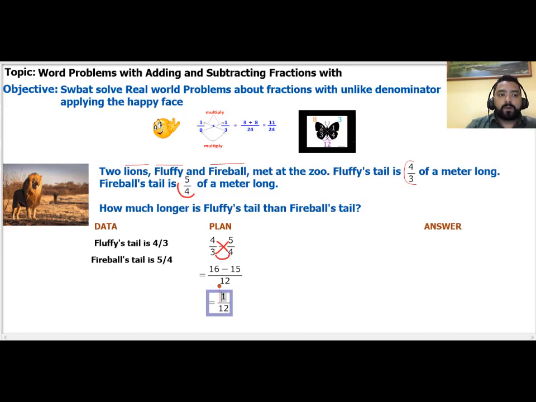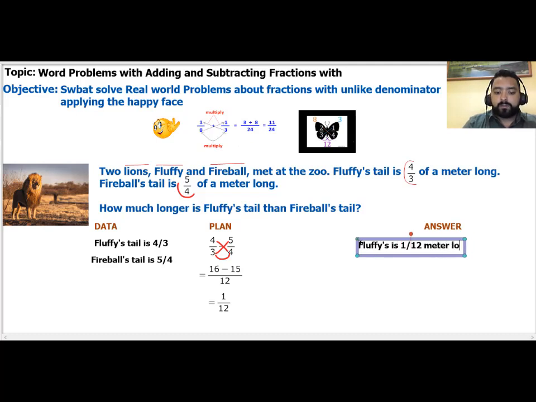Now, in our answer, we can write: Fluffy's tail is 1/12 meters longer. Okay? And this is our answer in this word problem. It's important, remember, to copy the data. In the plan, we are going to solve the word problem, but this is not specifically the answer to the question. The answer is going to be written as a word phrase.